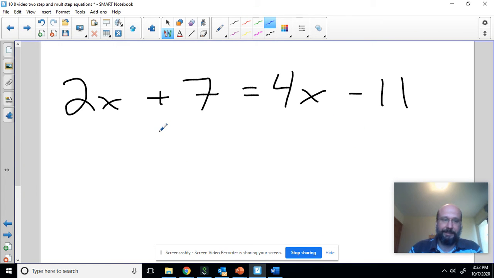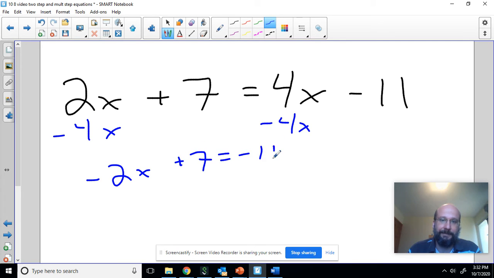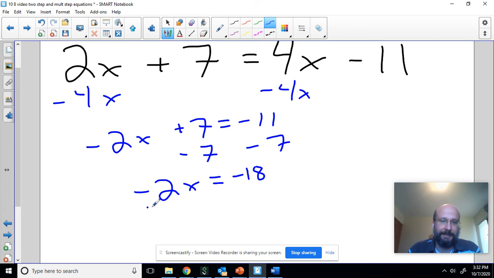So here's another one where there's variables on both sides. I'm going to get the variable to the left, so I'm going to move this 4x over. That gives me negative 2x plus 7 equals negative 11. Now I'm going to move this 7 over, minus 7. That's going to give me negative 2x equals negative 18. And then I'm going to divide by negative 2. That's going to give me x equals 9.